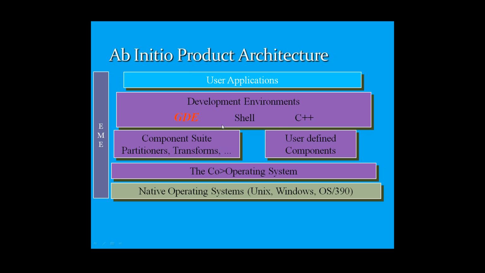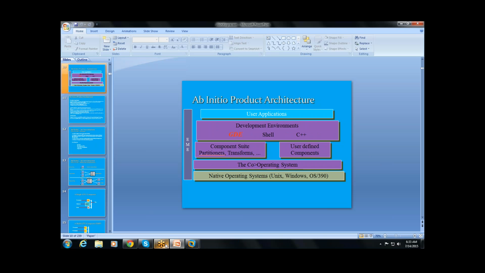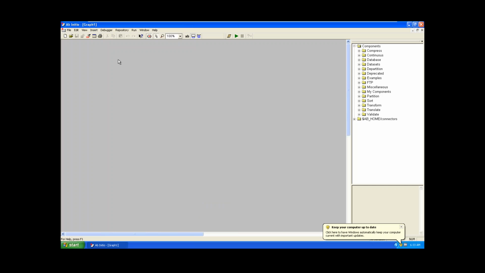But coming to shell here, shell is recommended, because if you see this GDE here, let me show you one simple example. So this is my graphical tool, right? If I want to read the data from my operating system, I mean from my landing server, I have to use the input file component here from my dataset folder.